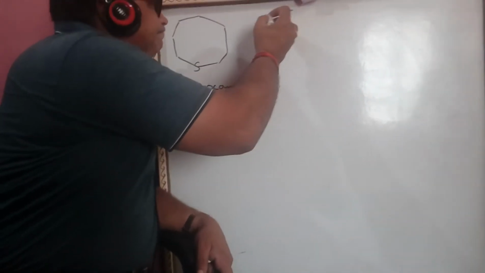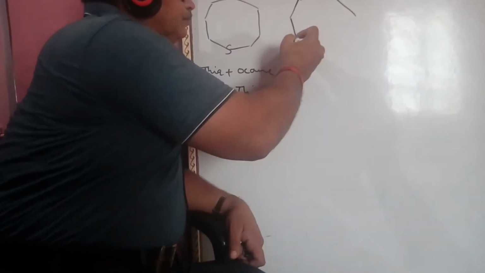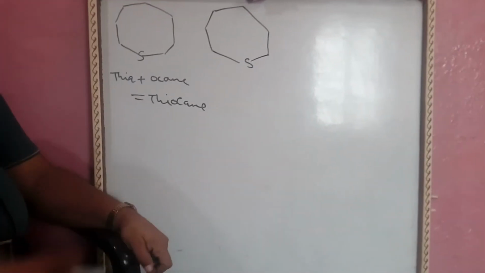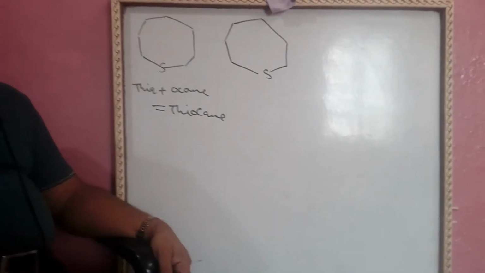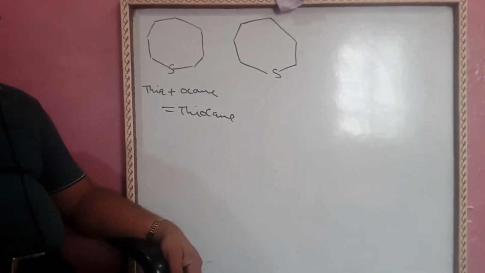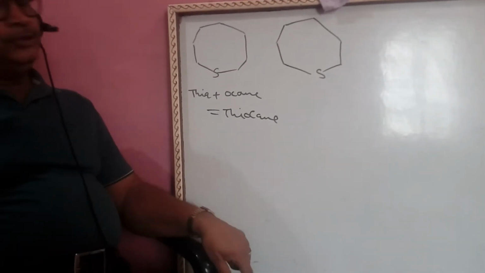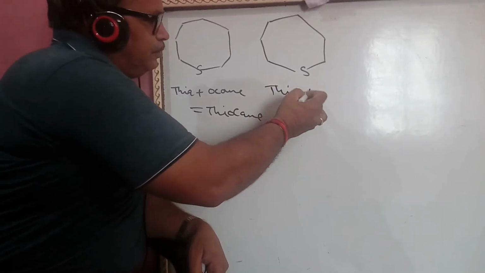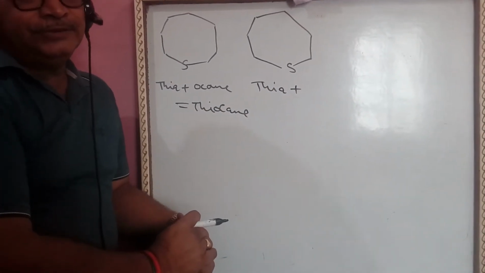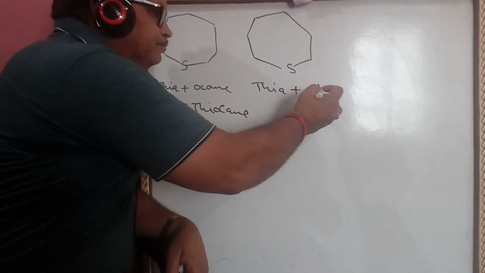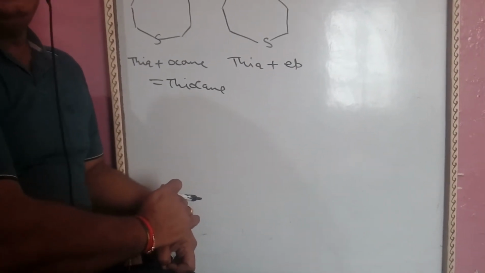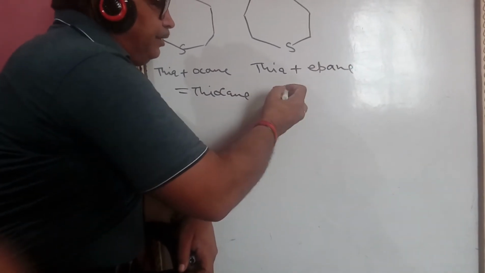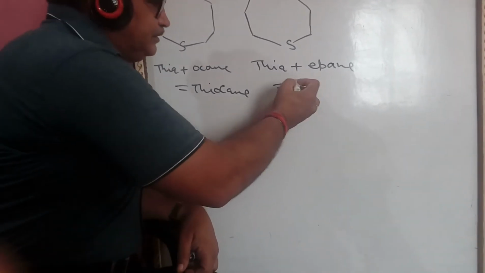Another example. In this compound, you can see the heteroatom is sulfur and the ring is seven-membered. So the prefix will be thia, and as the ring is seven-membered, the stem is ep, and the ring is saturated, so the suffix will be ane, and the name of this compound will be thiepane.